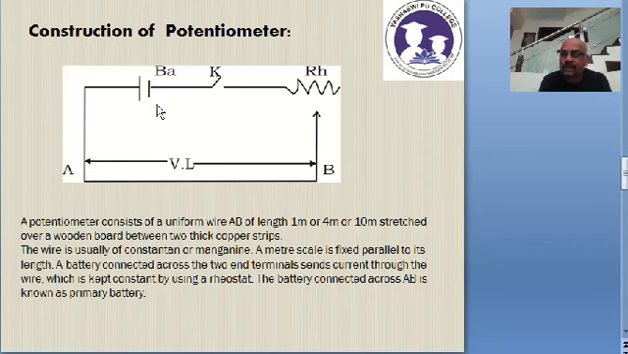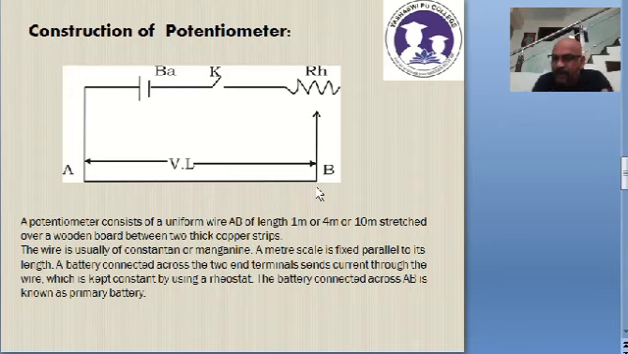Suppose now I say in general, if the battery gives the potential of V volt, then exactly at 1/4 end you will get V by 4, at the center you will get V by 2, at 3/4 end you will get 3 by 4 V, at last end you will get V. That means entire potential gets divided.